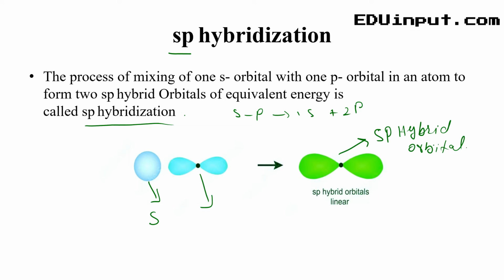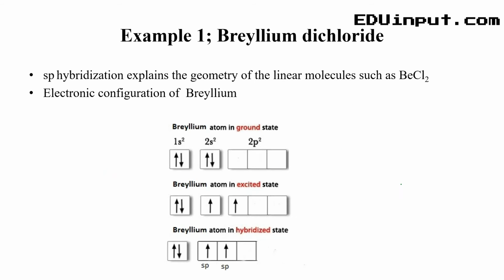So this process is called sp hybridization, and sp hybridization gives a linear type of molecule, which we will be discussing in detail. Let us take an example of beryllium dichloride. It is a linear molecule, BeCl2. Two chlorine atoms are attached with the beryllium atom. Sp hybridization also explains the geometry of linear molecules such as beryllium dichloride. And the electronic configuration of beryllium gives us an idea.